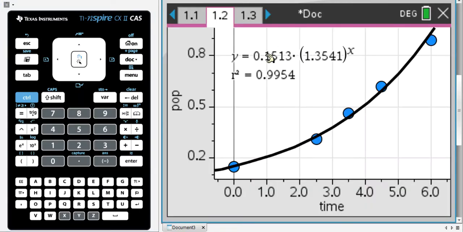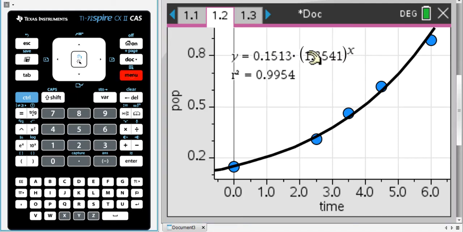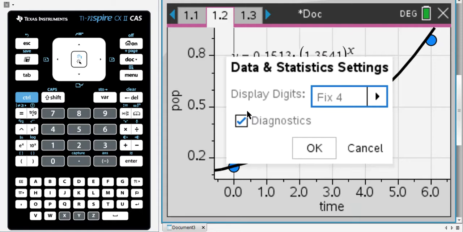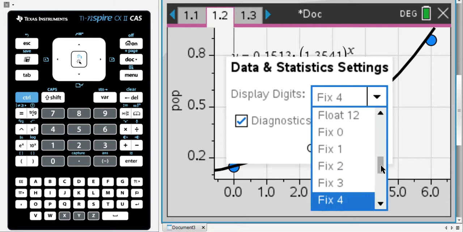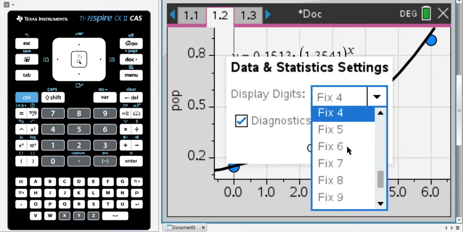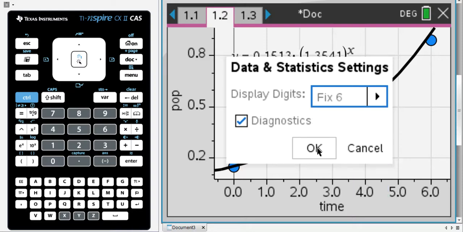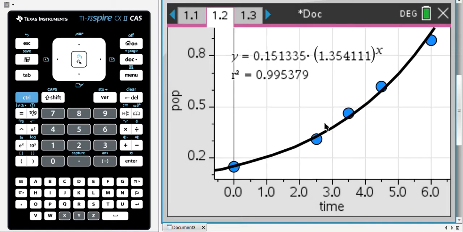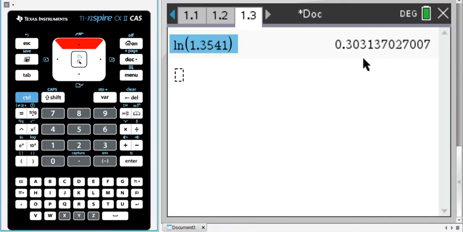Now if I go to the graphs page here, I see that I've got 4 decimals on display. Well, if I jump into the menu and select settings, notice I'm not going to the main menu of the calculator. I'm just going to the menu within this page. That way I'll only change the number of display digits here. Right now it's set to fix 4, but as I said in class, if we go at least 2 decimal places beyond what our final answer should be, then we'll probably be in good shape. And I could use 1.354111 as my number in the calculator. Whoops. Go to that calculator page.